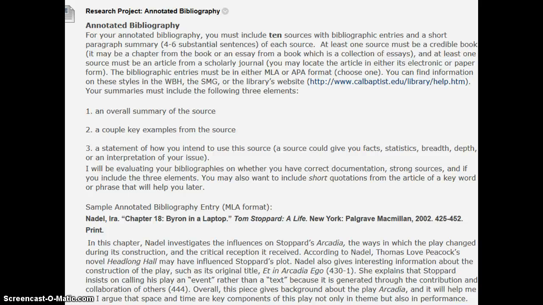For your annotated bibliography assignment, that's the 100-point assignment this week, you're going to do 10 entries. One of them has to be a credible book. The rest of them can be online sources. One has to be at least from a scholarly journal. So you're going to do 3 things for each of your entries. You're going to write a couple of sentences of a summary, a couple of key examples from the source, and you're going to use this one sentence about how you would use this source in your research paper. So each of the 10 entries, 10 points each, will give you your 100 points. And here's an example provided for you.